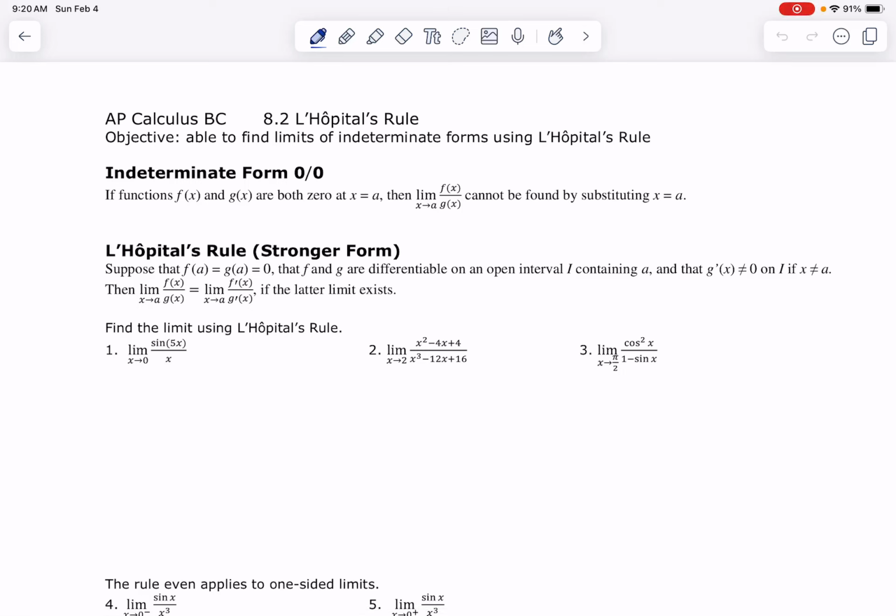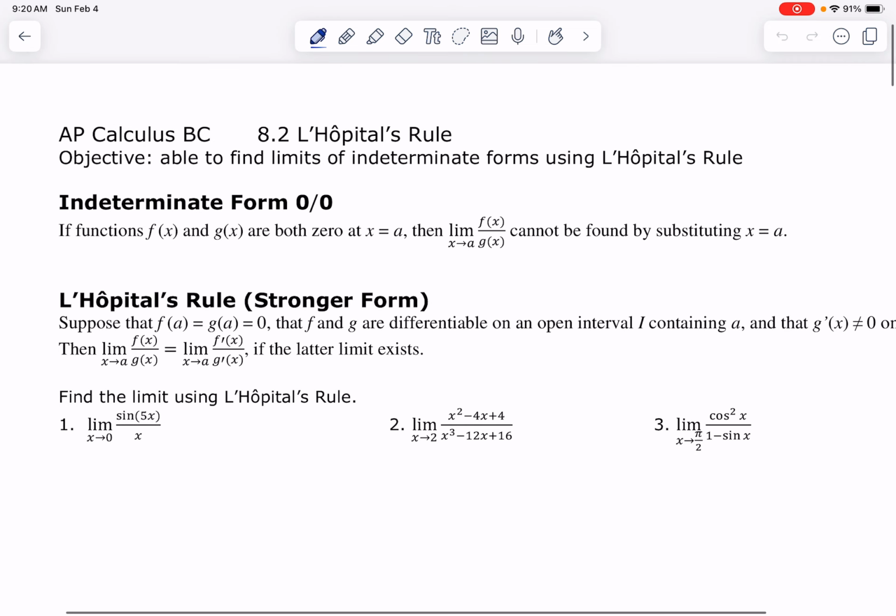Okay, so the lesson that I would choose to teach for this assignment would be about L'Hospital's rule. These are the notes that I would use in order to teach what L'Hospital's rule is and how to compute the limit based on that. The objective is to find the limit of an indeterminate form using this rule.